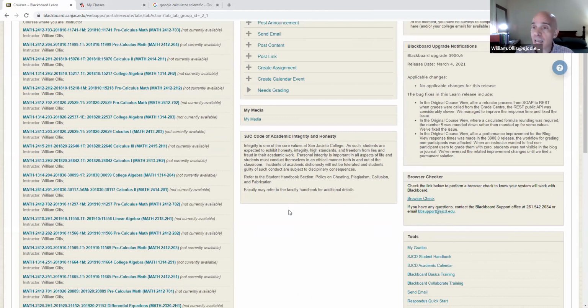If you send me a scan that I can't read, that's fraud because you're misrepresenting your work, okay? Personal integrity is important in all aspects of life, and students must conduct themselves in an ethical manner, both in and out of the classroom. Incidents of academic dishonesty will not be tolerated, and students guilty of such conduct are subject to disciplinary consequences. Again, do not use websites that work problems for you and copy the solution lines that they furnish. If you do that, I will know it and you will get a 0 on your paper.